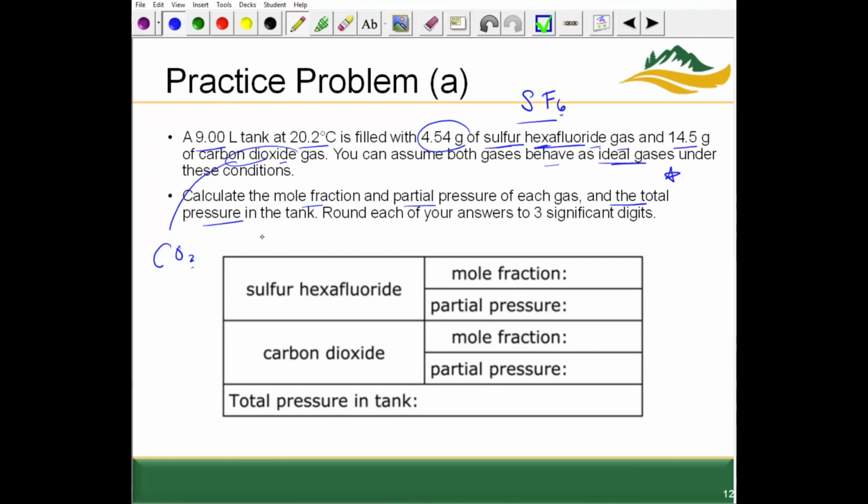So before we even go into solving this, some things I would write out for myself. We know the total pressure is going to reflect the pressure of sulfur hexafluoride plus the pressure of CO2. Once we figure out these partial pressures, we can definitely get the total pressure in the tank.